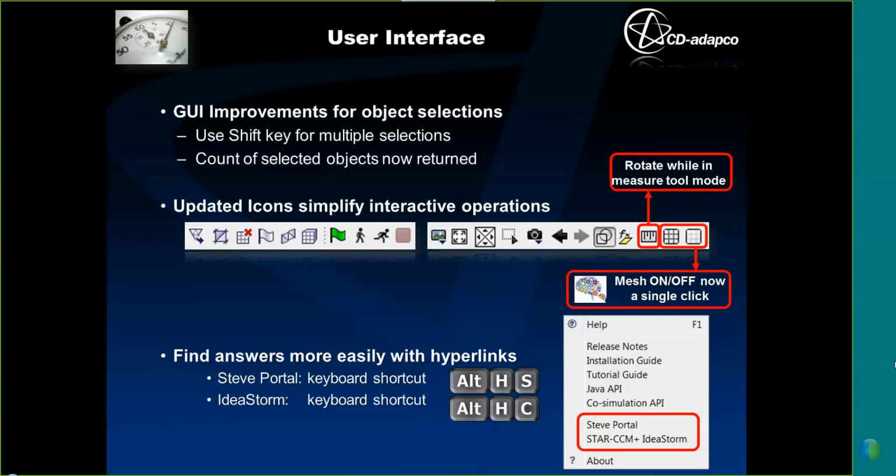And on the theme of user-friendliness, we also want to make it easier for you to find new information or find existing information about problems you may be having with your simulations. In order to do that, we've included links in the help menu to both the Steve portal and to IdeaStorm. So you can navigate to those websites directly. You can also enter in the appropriate keyboard shortcut shown on the screen there to jump straight to those websites as well.